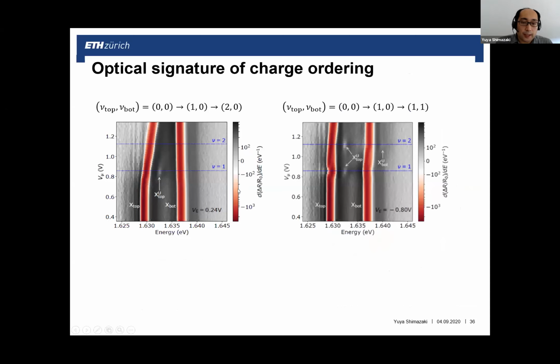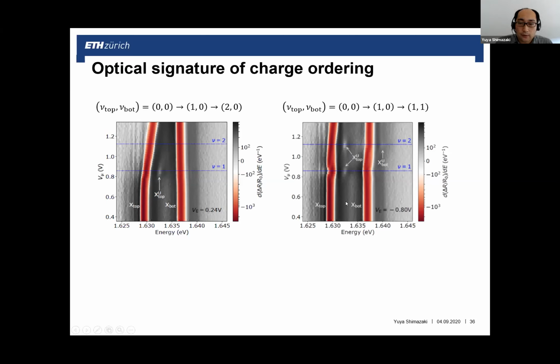Indeed, we observe this Umklapp scattering state of the excitons in the Mott-Wigner state. This plots the reflectance spectrum differentiated with energy, as a function of chemical potential or doping of the system. Here we change the filling configuration of the top layer and bottom layer from the 0-0 state to the 1-0 state and the 2-0 state. Here we have a Mott state in the top layer, and we see the Umklapp scattered additional peak here.